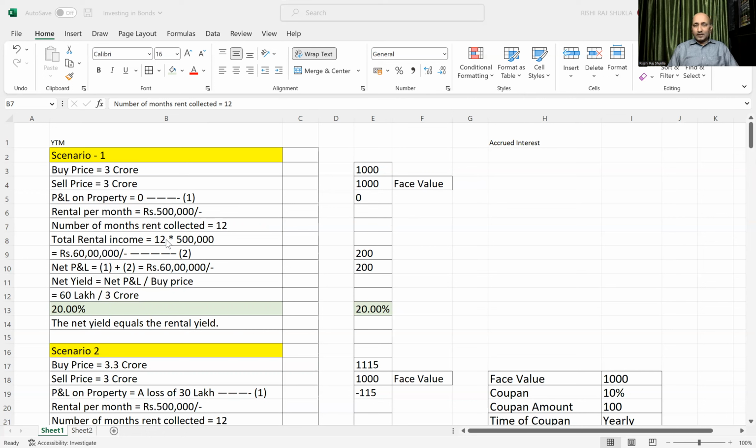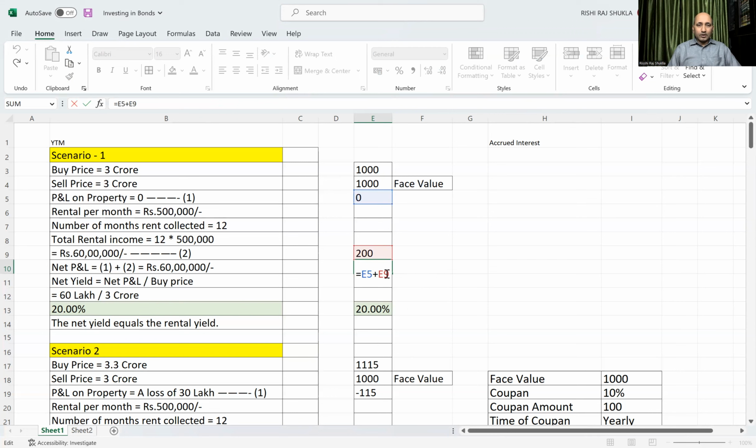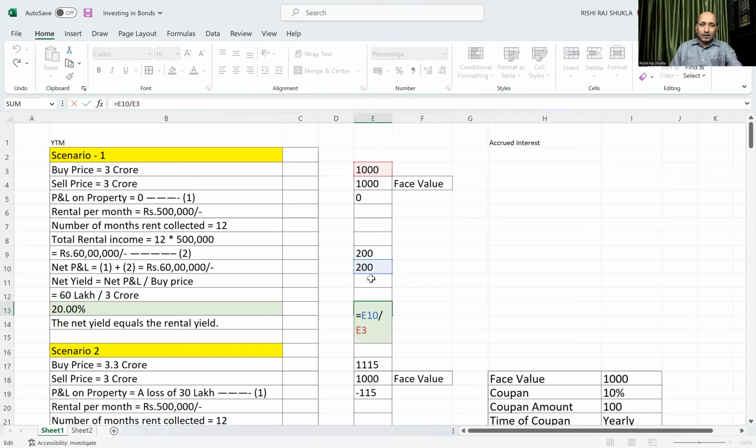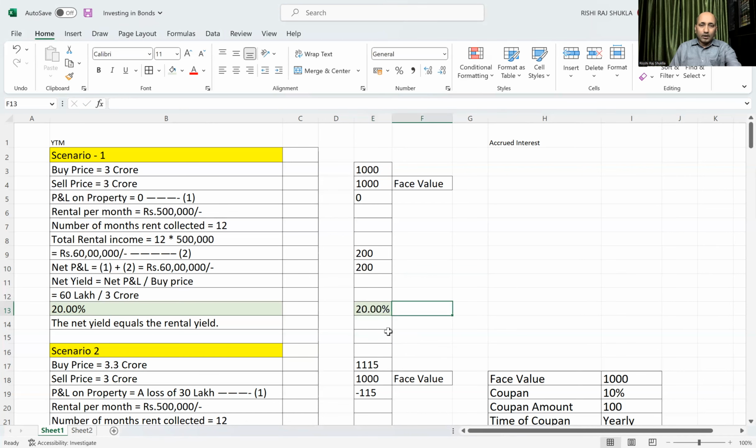And how much will be the coupon? Here, in place of rental income, we take the coupon. Suppose this is 20%, so how much will it be? This will be 200 rupees. So total profit and loss is 0 plus this 200, which is equal to 200. This will be our total profit and loss. And definitely this net yield will be this 200 divided by this 1000 buy price. It will be equal to 20% if we keep the same thing.